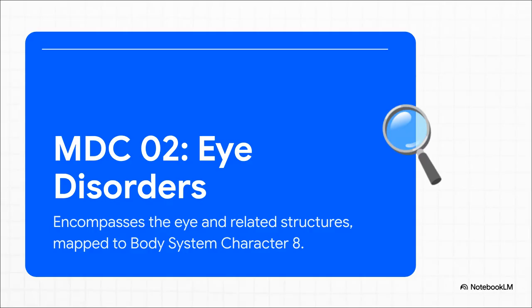All right, moving on to Section 2. MDC02, Eye Disorders. In our ICD-10 PCS world, the eye and all its related structures are entirely mapped to body system character 8. This single character is your map for everything from a routine cataract removal all the way up to a highly complex corneal transplant.